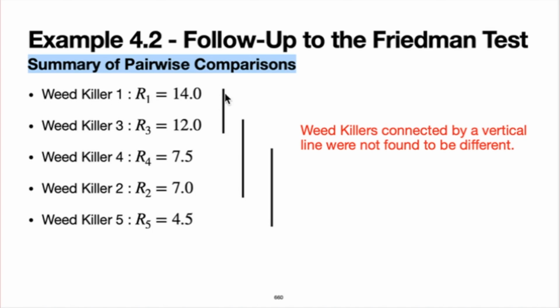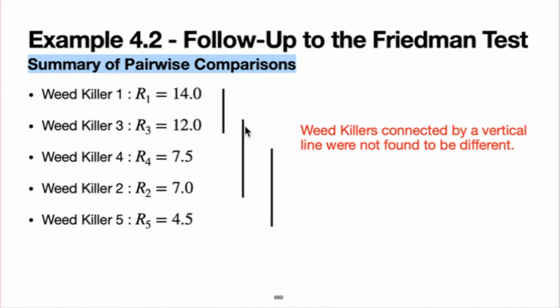And so when we compared weed killers 1 and 3, we failed to reject that null hypothesis, and so they get connected with a line. But when I compared weed killers 1 and 4, they were different, so I do not extend that line. I do not connect 1 and 4 with that line. And the same thing with weed killers 1 and 2 and 1 and 5. Those were all significantly different. So in terms of what was not determined to be different from weed killer 1, it was weed killer 3.